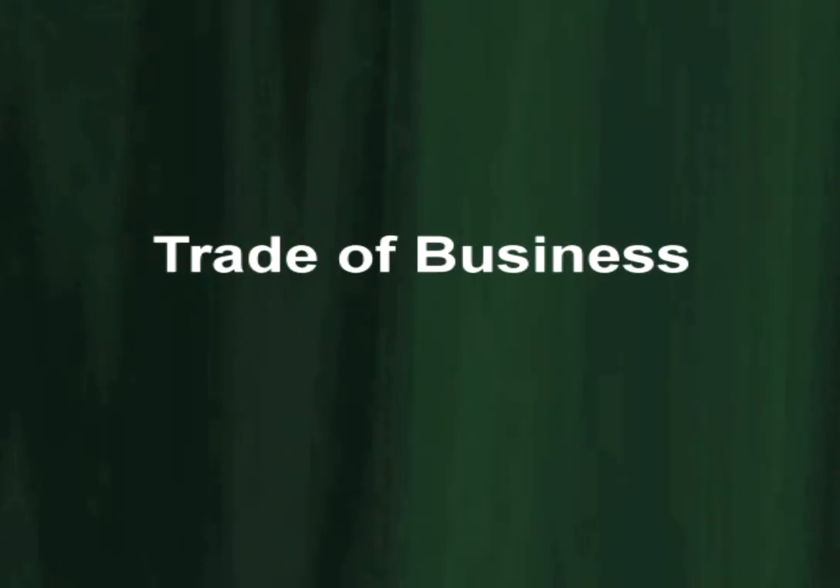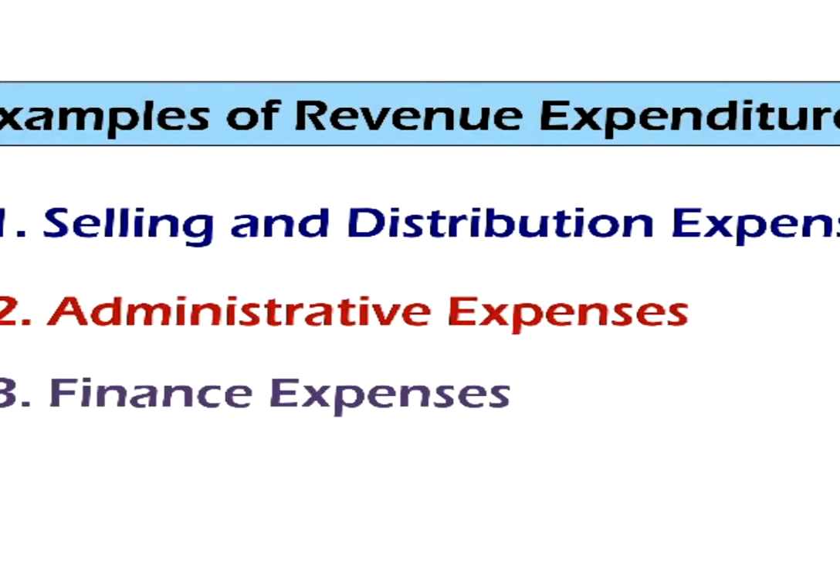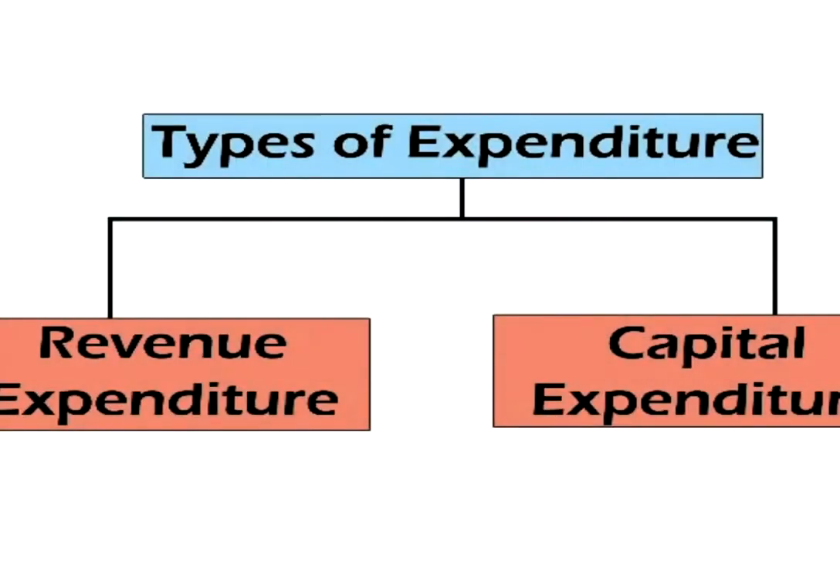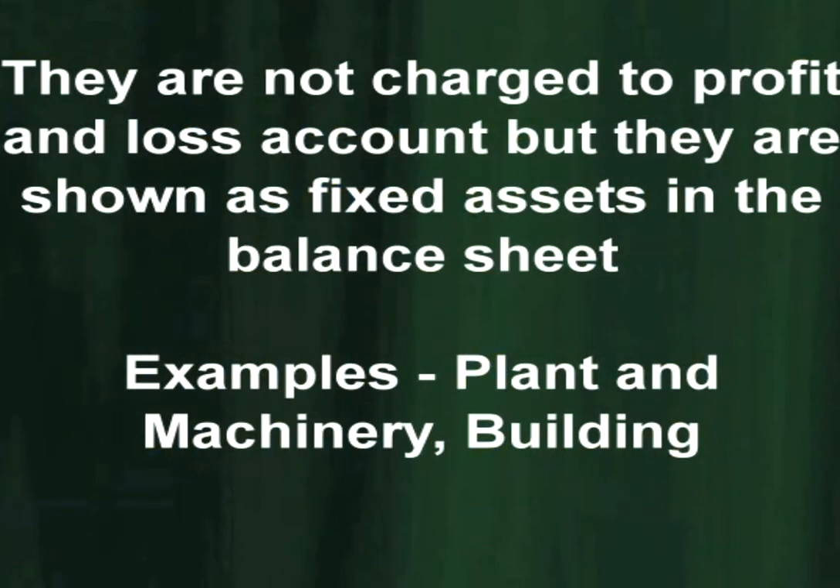First, to trade off business, that is for running the business. Such expenses are selling and distribution expenses, administrative expenses and finance expenses. Secondly, they are incurred for maintaining the earning capacity of fixed assets. Example, repairs of machinery. Second type of expenditure is capital expenditure. They are the expenditure which are incurred for acquisition of fixed assets and for improving their earning capacity. They are not charged to profit and loss account, but they are shown as fixed assets in the balance sheet. Examples, plant and machinery, building.